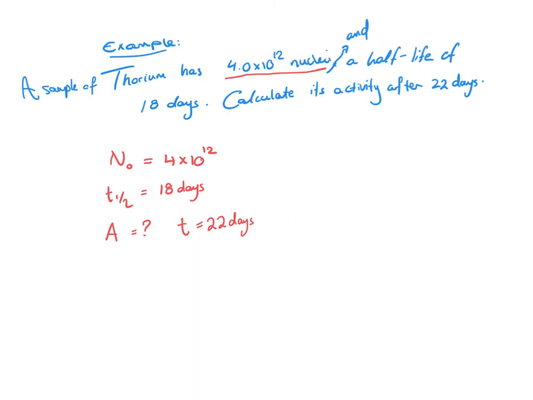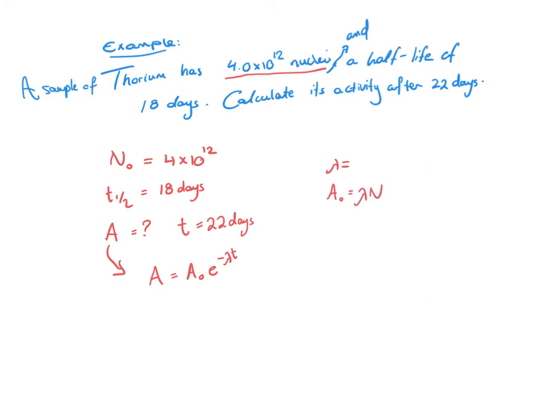That means that if I need to find the activity after a certain amount of time, I know that activity is A naught e to the minus lambda t. I do not know yet the lambda. I don't have the decay constant. And I also do not have the original activity yet. So I will need to take into account how I will be able to calculate those values, right?